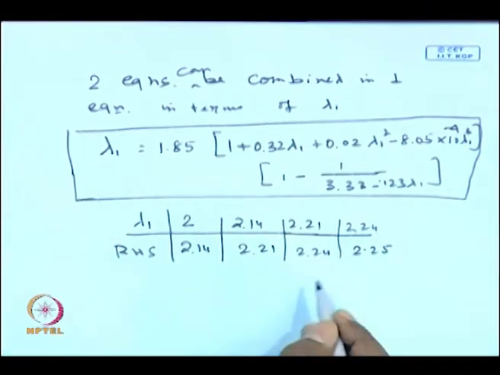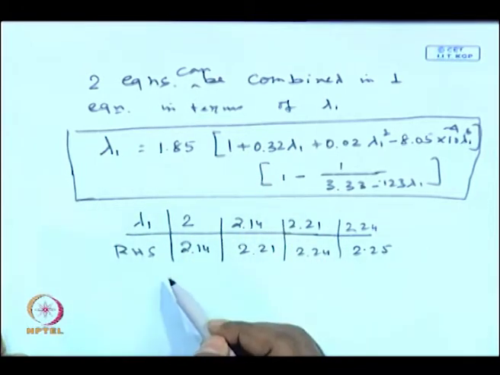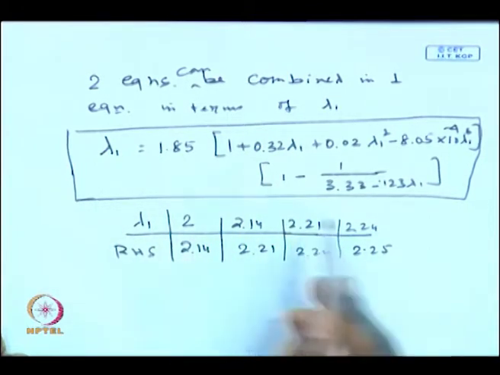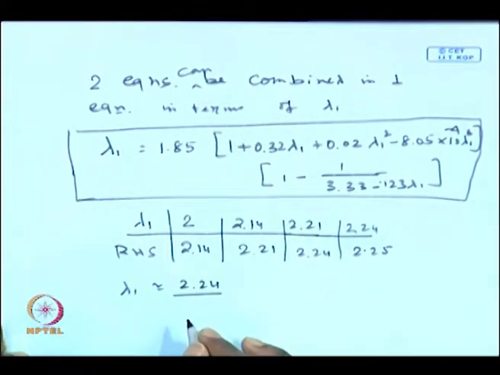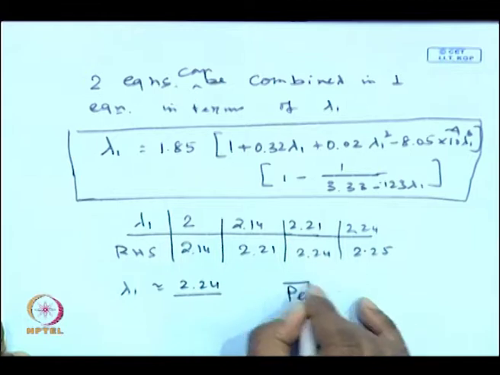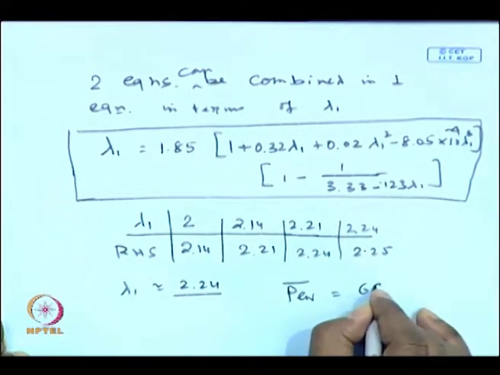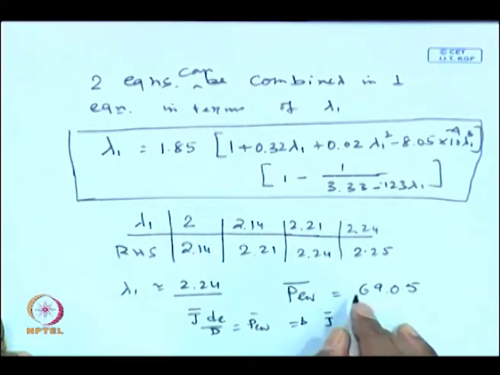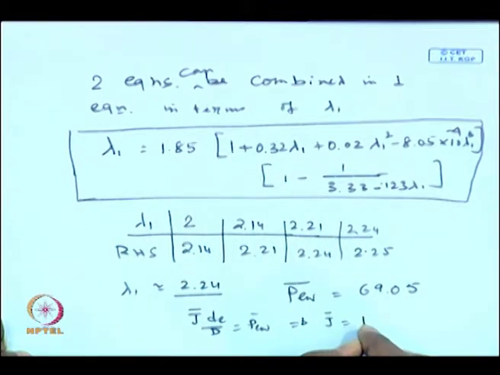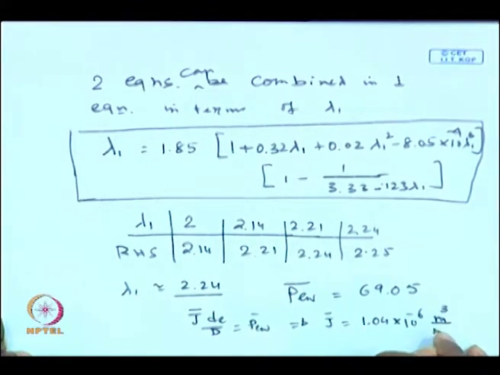Okay. You guess a value of lambda 1 and just put it there, and the converged value will be the next case. So, the converged value will be around 2.24. Okay. So, if we select that, then you can calculate what is the length averaged permeate flux. It turns out to be 69.05, and if you put J bar d by d is equal to PW bar, the length averaged permeate flux becomes 1.04 into 10 to the power minus 6 meter cube per meter square second.